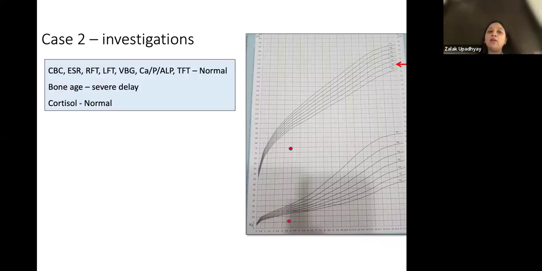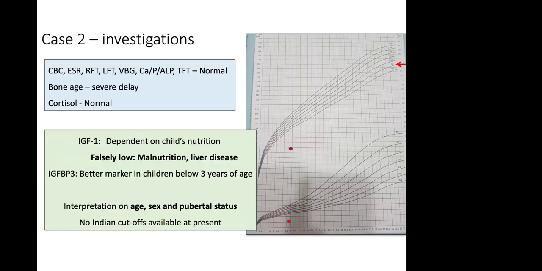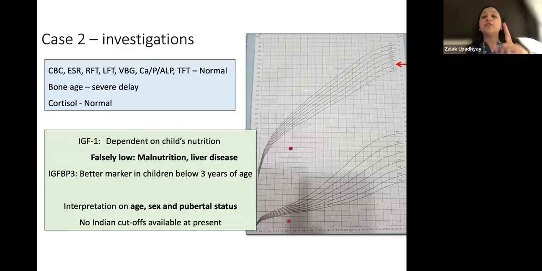So all the reports were done. Routine workup was normal. Now when routine workup comes normal, you cannot think of anything else for a child so much below the third centile, right? Bone age we did, very much delayed. Yes, this is pointing towards growth hormone deficiency. Cortisol was normal. Thyroid was also normal. So now what test do you do for growth hormone deficiency? Growth hormone stimulation. Perfect. You do a stimulation test.